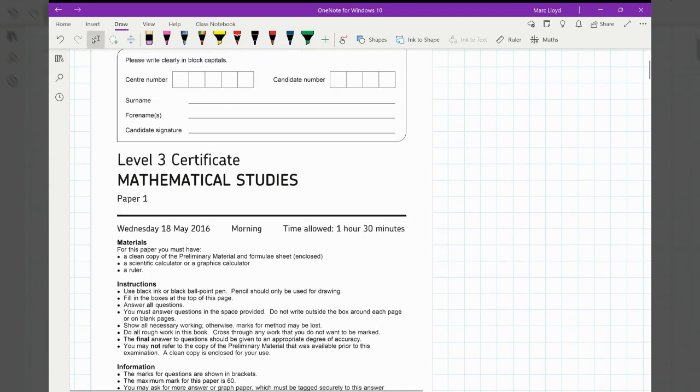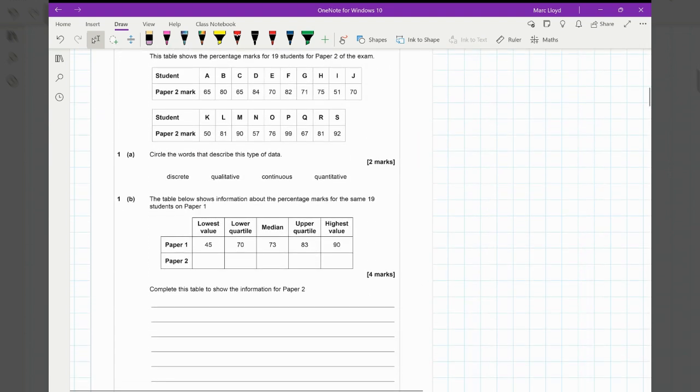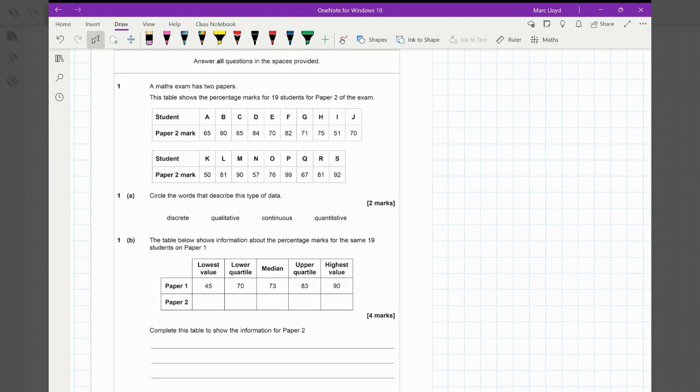So paper 1, 2016, this is the oldest paper. I think this is the first paper that was released, and there's no preliminary material, so we just go straight into it and start working through. Question 1. A maths exam has 2 papers. This table shows the percentage of marks for 19 students for paper 2 of the exam.